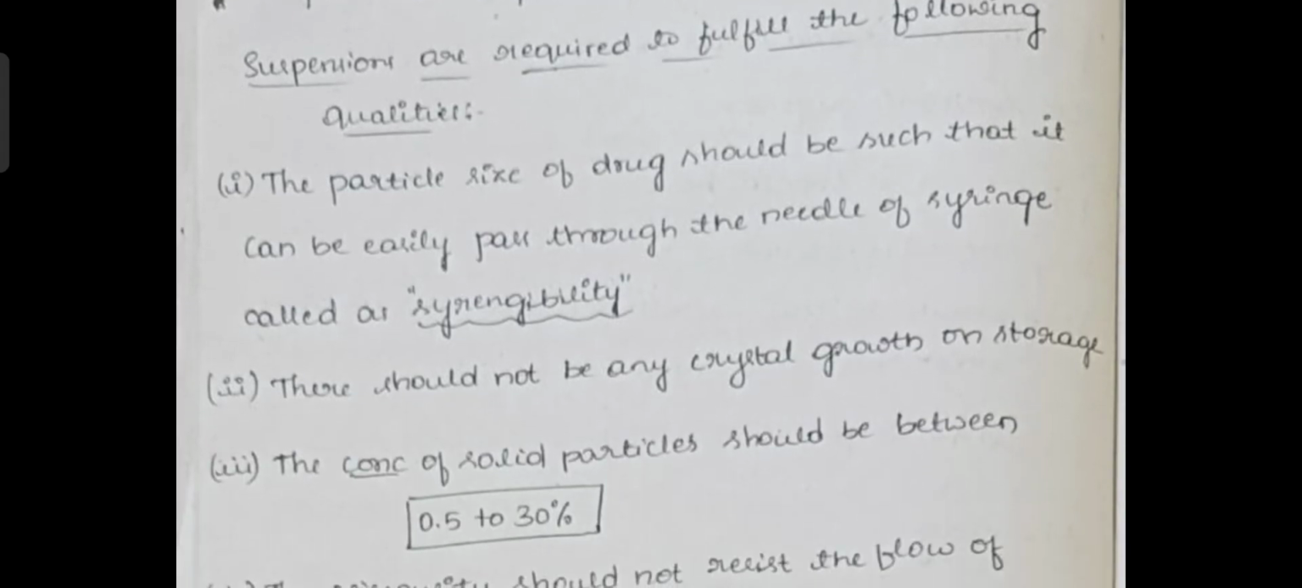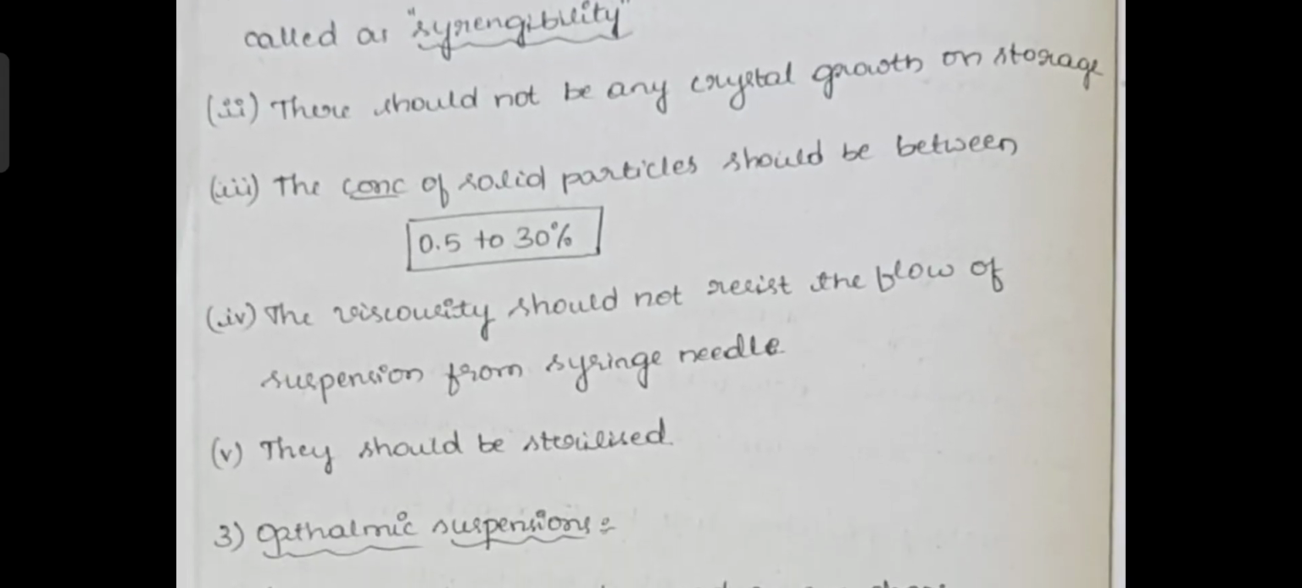There should not be any crystal growth upon the storage. See, in the case of parenteral, we are usually giving through the injection. If there is a crystal growth, it makes it difficult for taking into the injection and administering into the skin surface. So there should not be any crystal growth. The concentration of the solid particles should be in between 0.5 to 30% only, in case of the parenteral suspension.